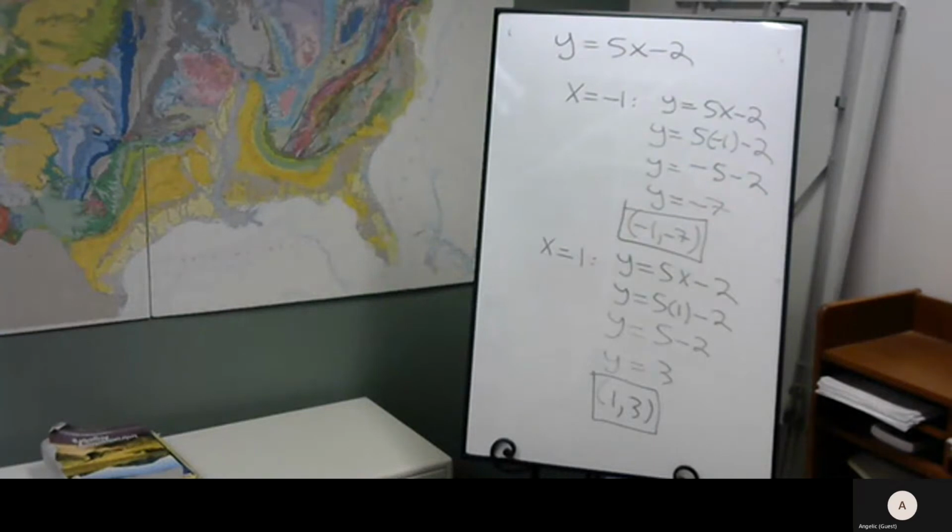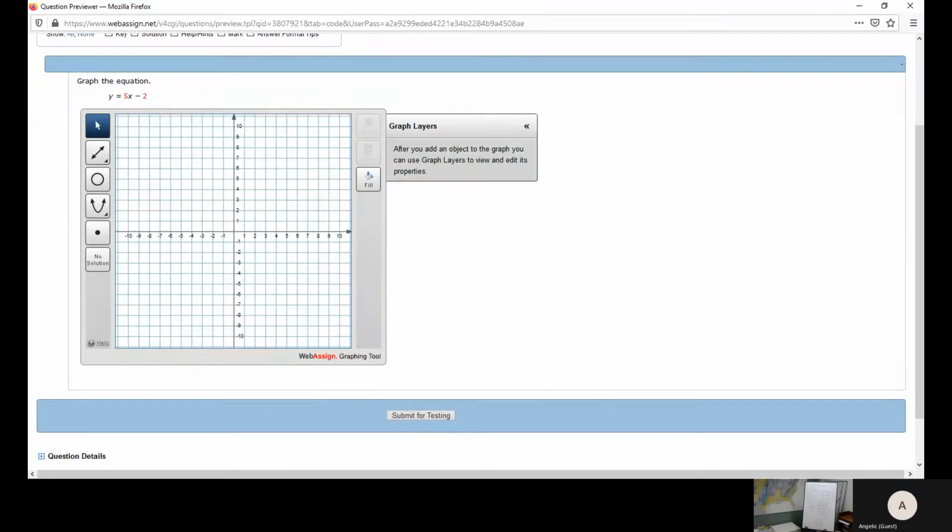So remember, we're using y equals 5x minus 2. So here we are. So this is y is 5x minus 2. So I'm going to use those 2 points. Now to graph the line, I click and click. And that gives me the double arrowhead. And then for x is -1 and y is -7, I start from the origin, I go to -1, and I drop down to -7.